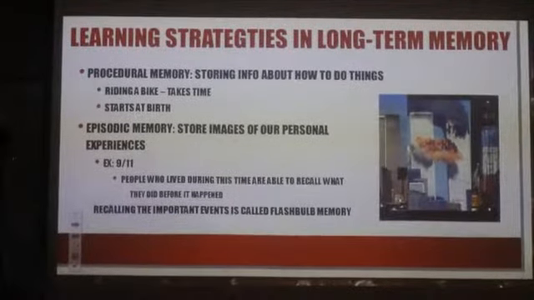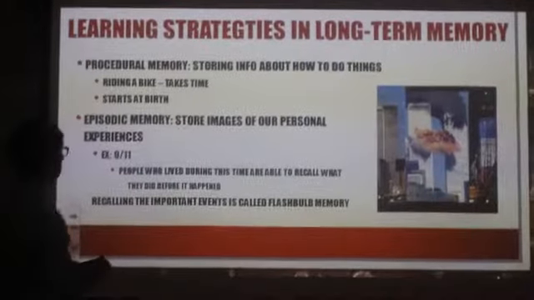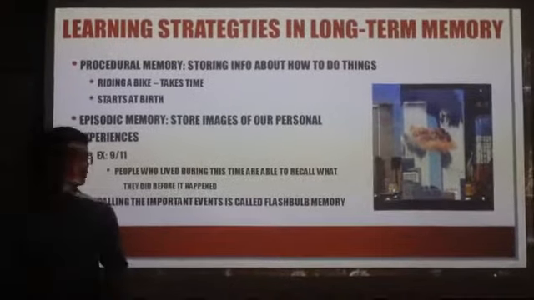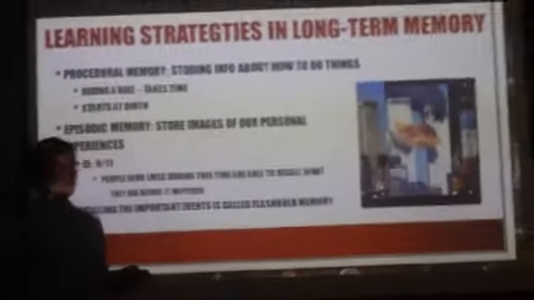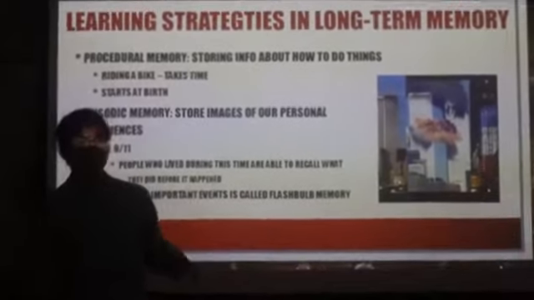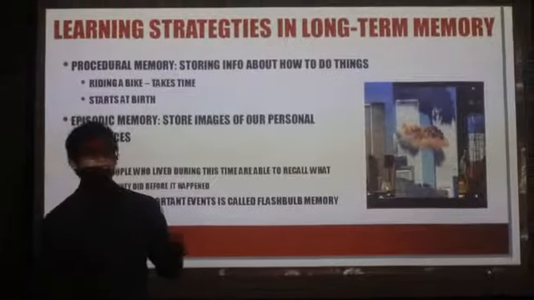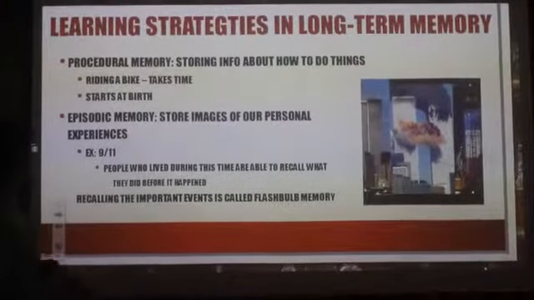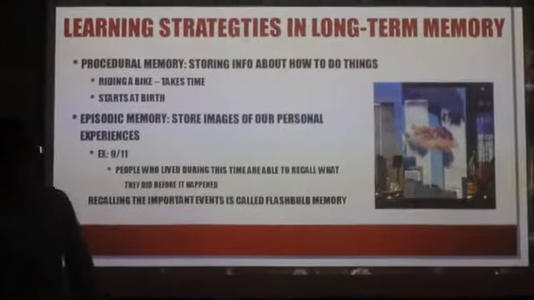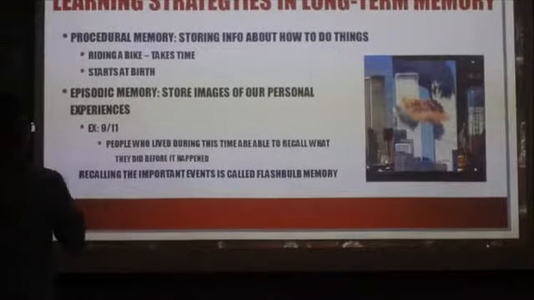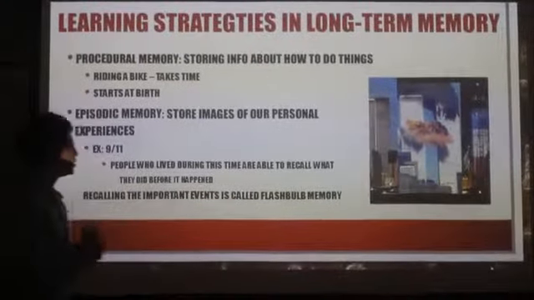There's procedural memory, episodic memory, and semantic memory. The procedural memory is the storage of information about how to do things. You have to take procedures to ride a bike or drive a car. Every now and then you'll fail, and then sooner or later when you get on that bike, you're just going to keep on riding and hopefully not hit a bush. And it also starts at birth, where you need to learn how to breathe, learn how to eat, potty, and stuff like that.